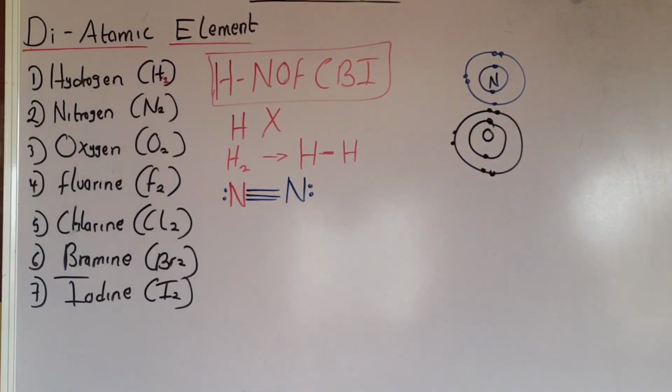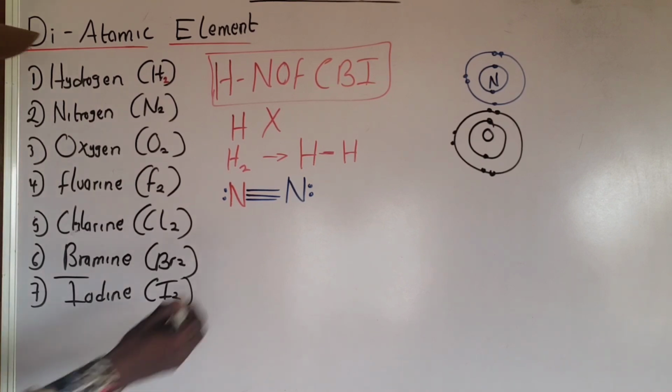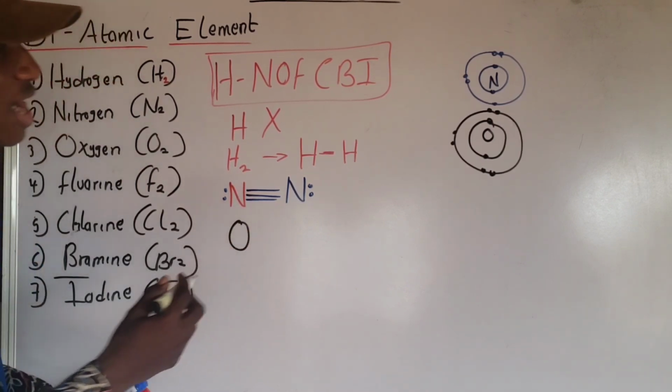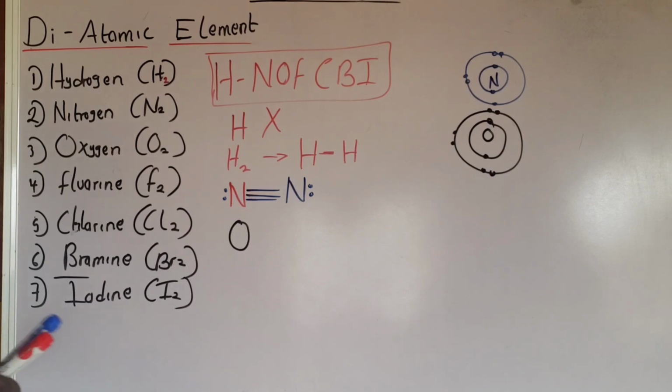You understand? So that means that to complete the valence electron, it requires 2, in order to satisfy the octet rule. So here we are going to have oxygen. How many bonds will oxygen form like that? It's going to form 2 bonds.